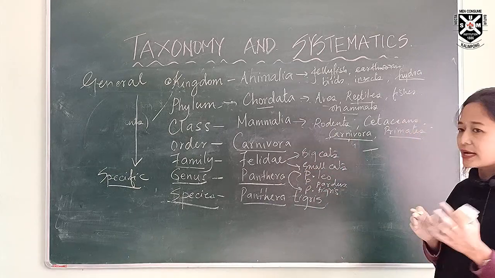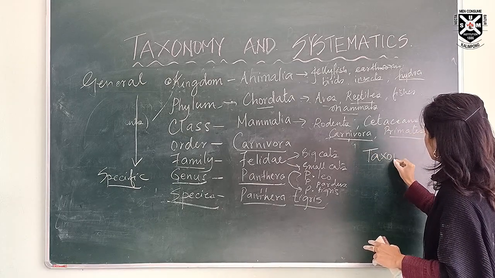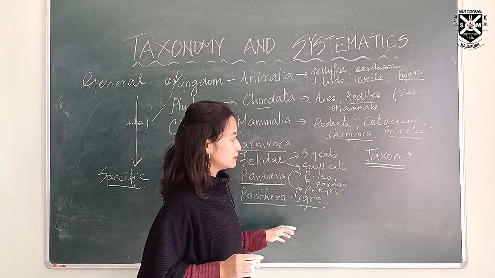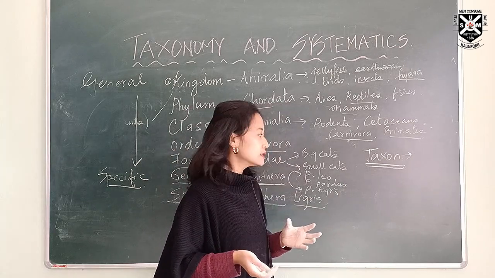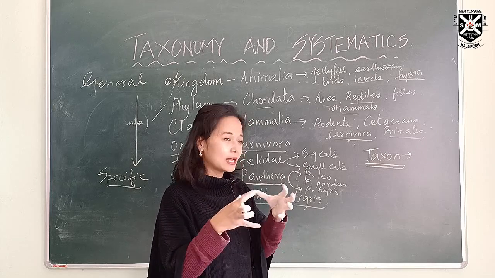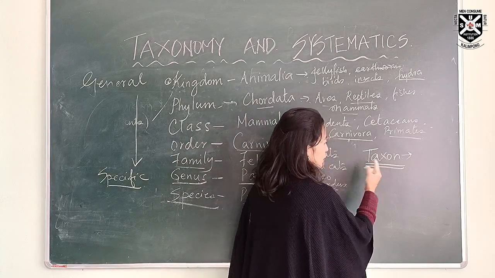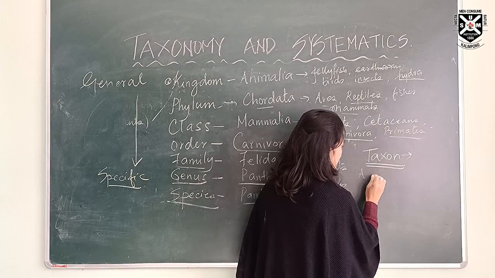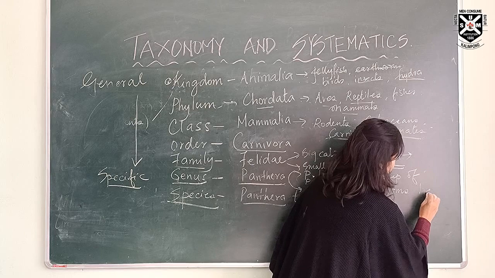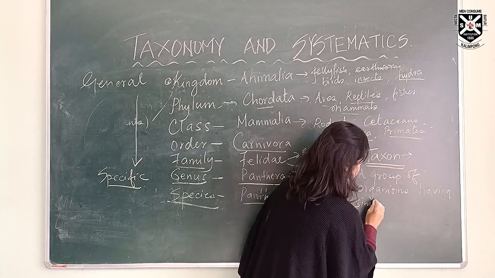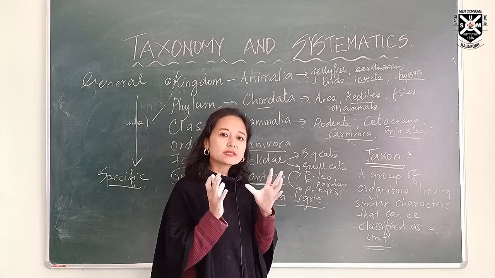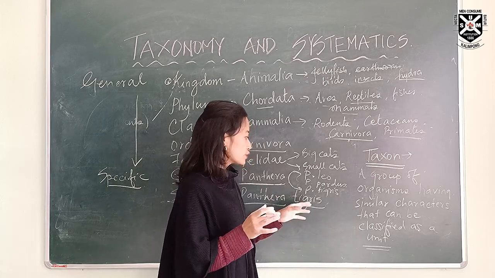Now we need to understand two important definitions. First we come across the word taxon. What is taxon? Taxon means a group of organisms having similar features or similar characters, that can be classified as a unit.